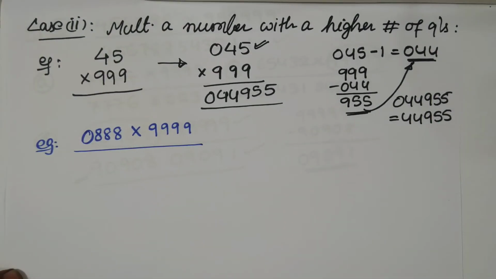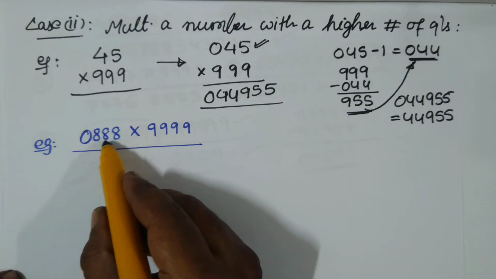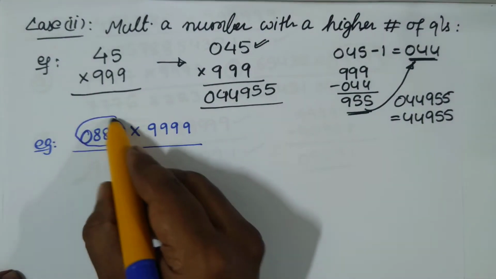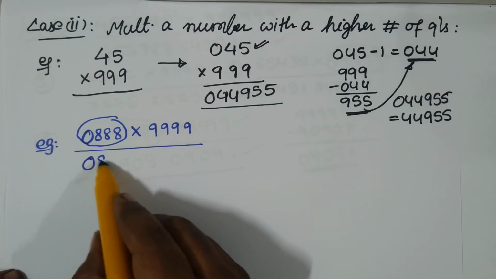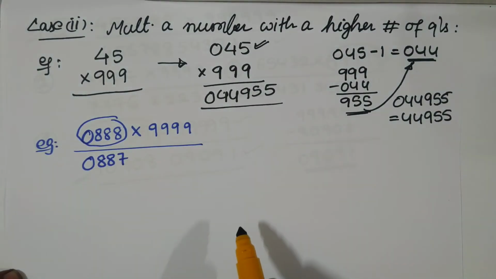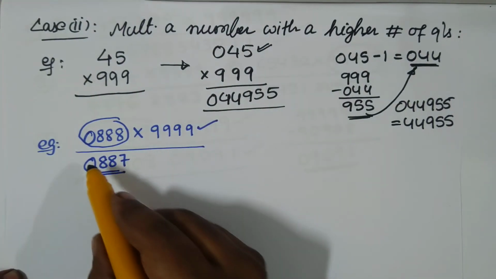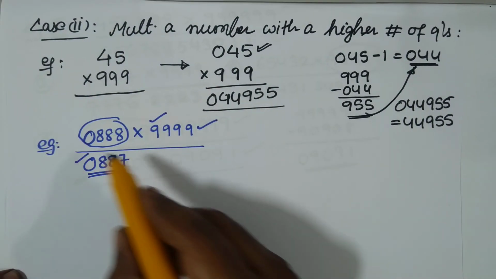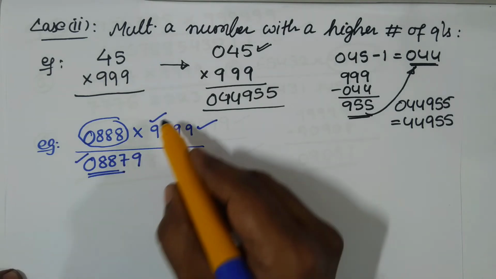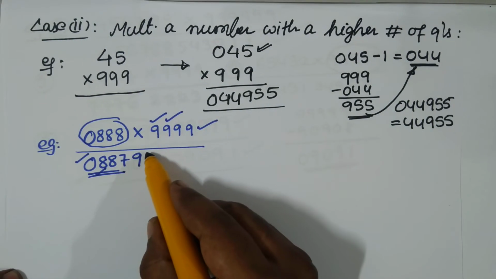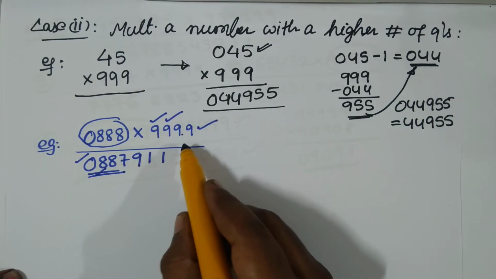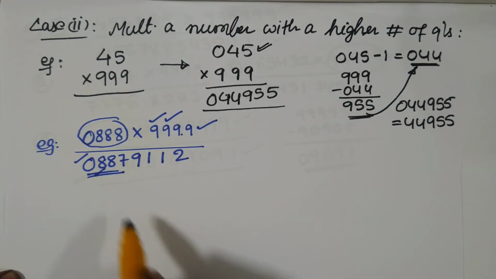Let me put here deliberately a 0. Now subtract 1 from this multiplicand. So if I subtract 1, I have this one. Now you subtract the stage 1 answer from this multiplier. So 9 minus 0 is what now? 9. Now 9 minus 8, 1. Again 9 minus 8, 1. 9 minus 7, 2. That's it.